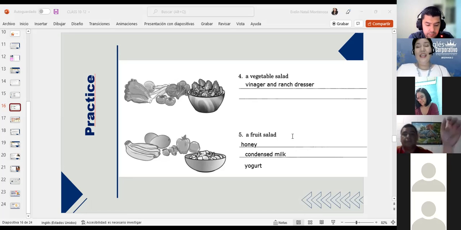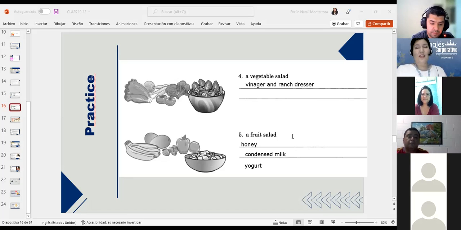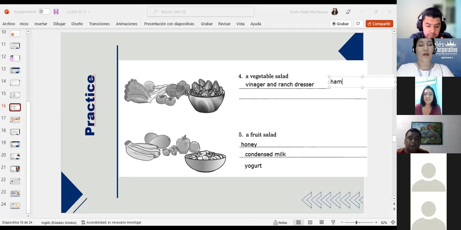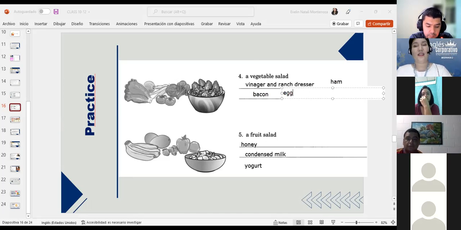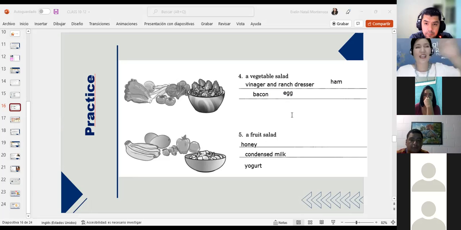So, in some cases, yes, people put the croutons and people put seeds or fruits in the vegetable salad and it's good. And some other people put ham or bacon or chips, exactly. They put chips on the vegetable salad. Or eggs in some cases. If you go to a very famous pizza restaurant, people just get crazy creating the salads.